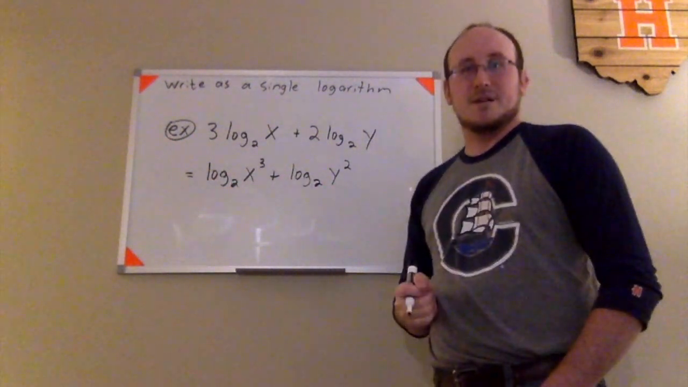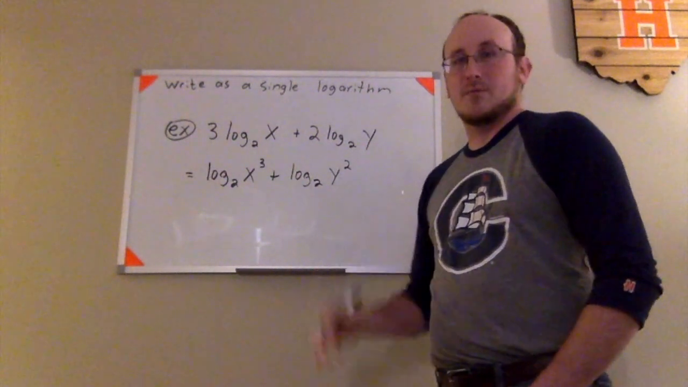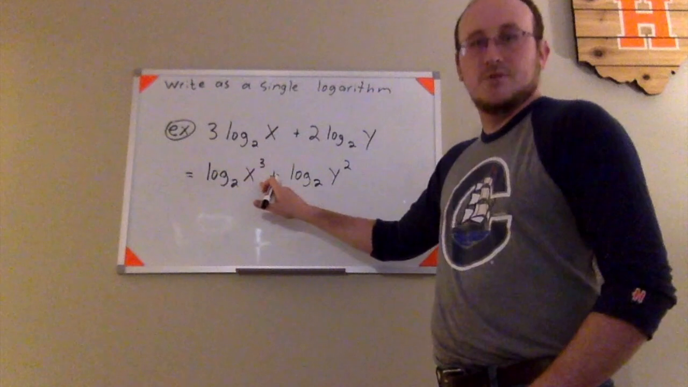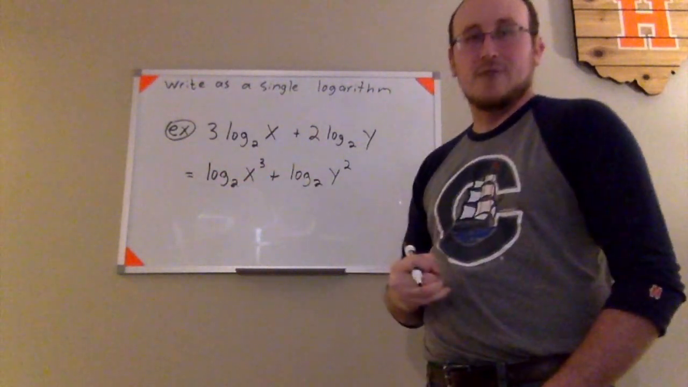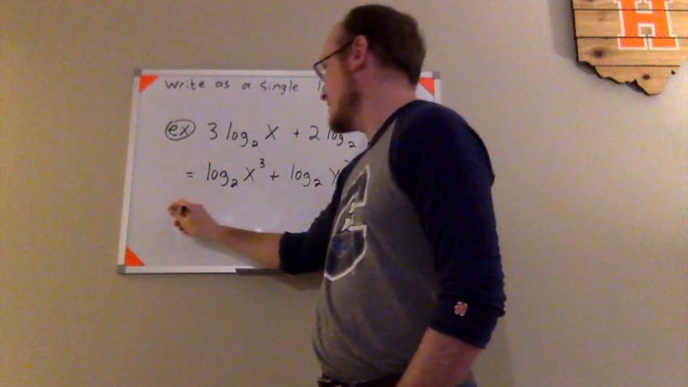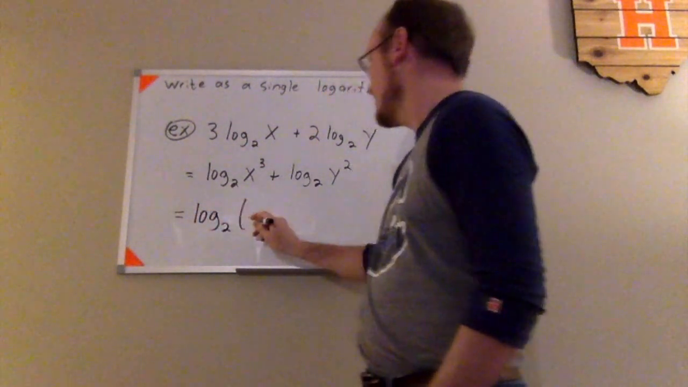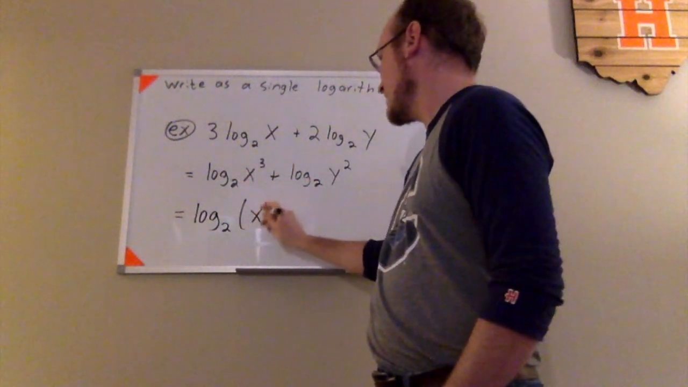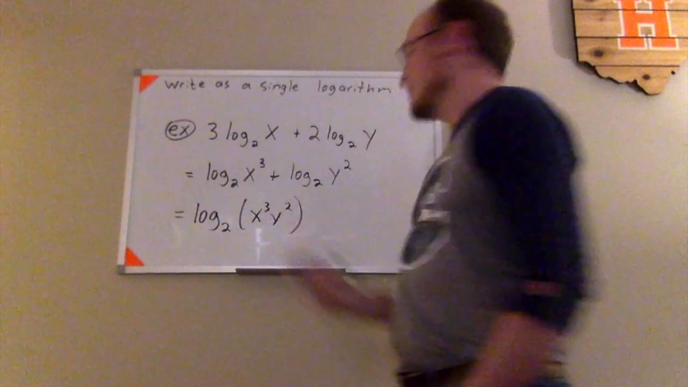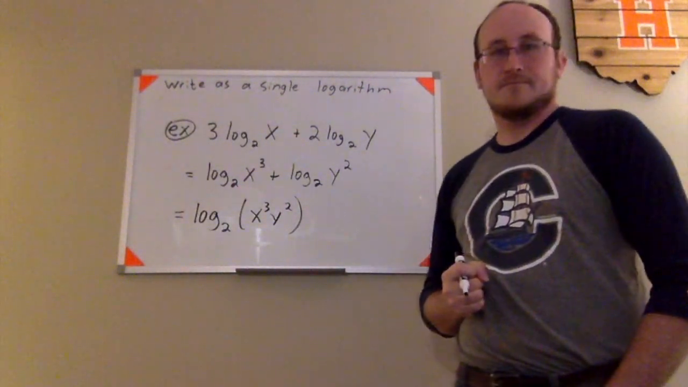The second recommendation I made after you dealt with the power property was to deal with the product property. I see 2 logarithms joined by addition. Those logarithms have the same base. I can go ahead and write that back together as one single logarithm with that base, so log base 2 of that product, x cubed times y squared. So that would be x cubed y squared, like so. And I have condensed that into a single logarithm.